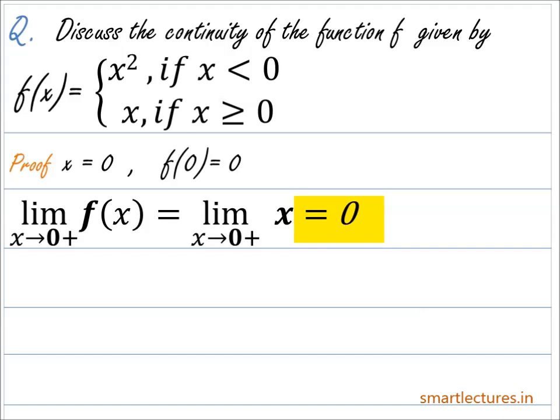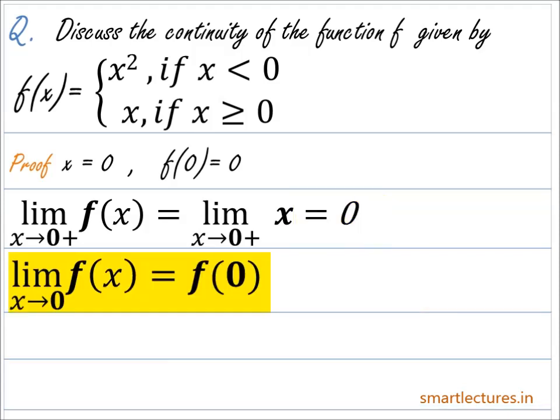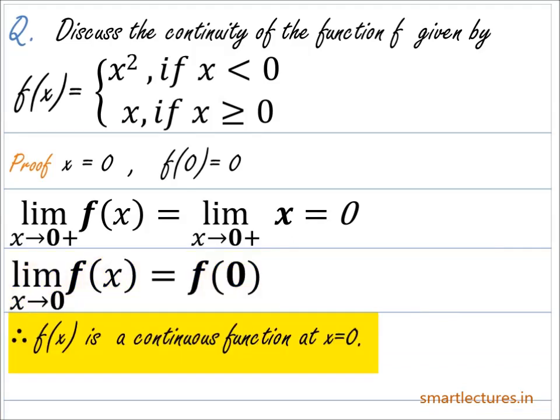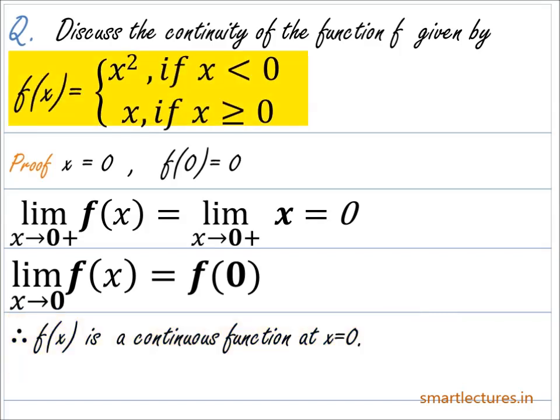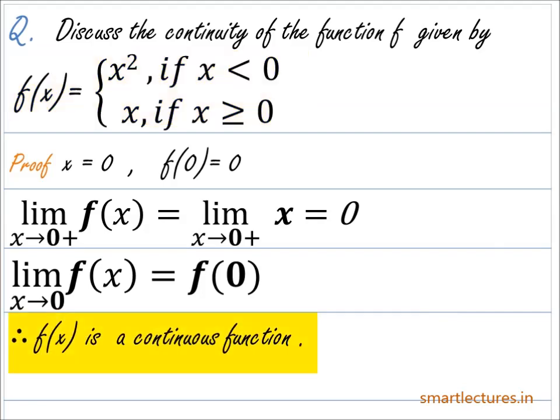So that means the limit of the function as x approaches 0, f of x at the point 0, is equal to 0, which is also equal to the value of the function f at the point 0. So that means the function f is a continuous function at the point 0. So now we have proved that the function f of x defined by x if x is greater than or equal to 0, and x square if x is less than 0, is a continuous function in its entire domain.